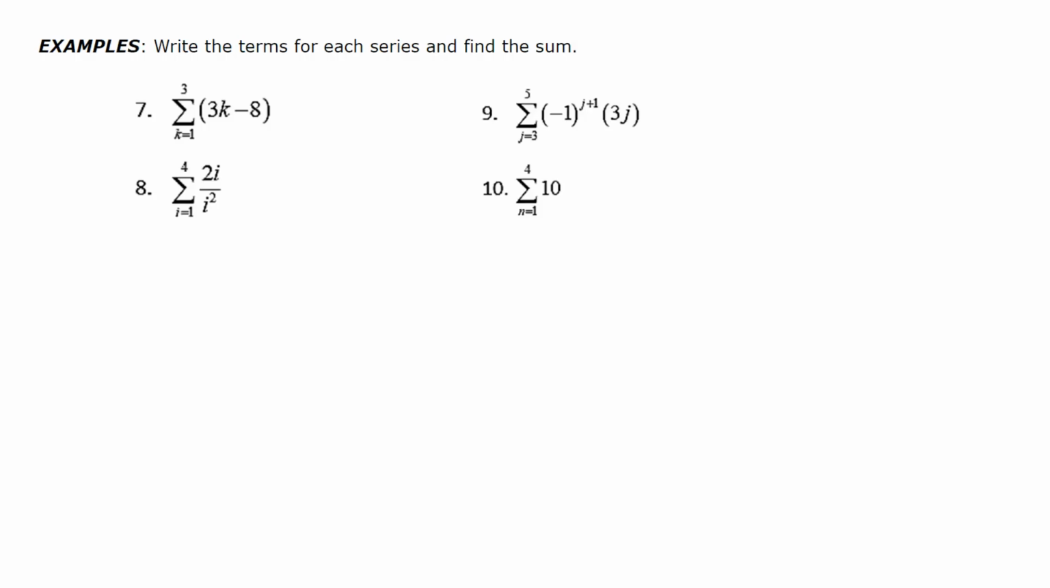So here we're going to write the terms for each series and then find the sum. Okay. So let's do the first one, number 7. All right, so our variable here is k for this summation. We are starting at the first term, number 1, and we're going to go all the way up to 3. Okay. So we are adding each term together. So the first term would be 3 times 1 minus 8. So whatever this expression equals will be the first term.